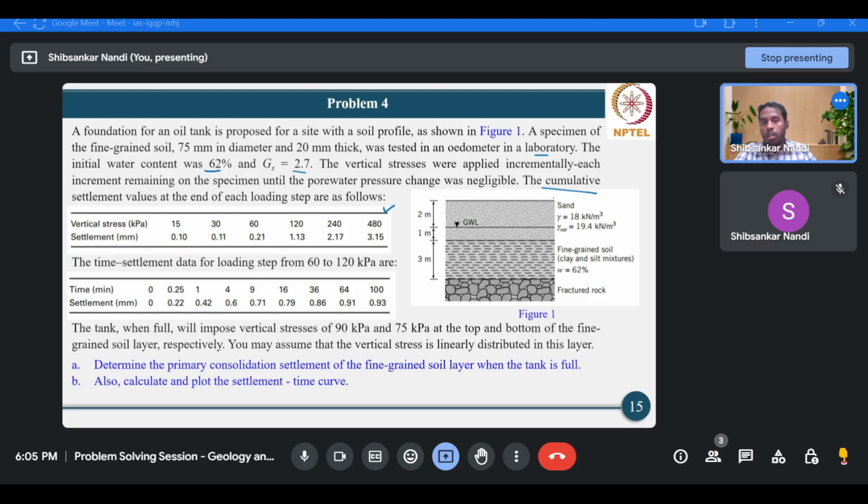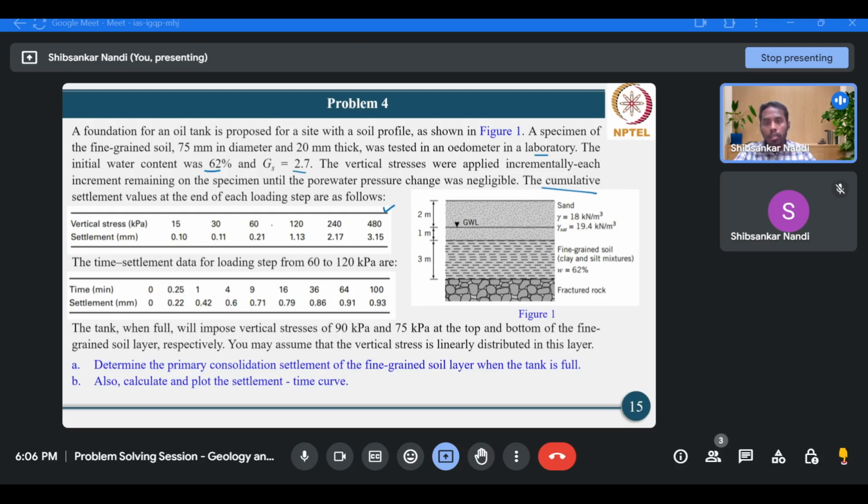Suppose the first loading, or vertical stress, of sigma 1 is applied. For that we have observed a settlement value of s1. Now for the next increment, the stress magnitude is increased to sigma 2. For that we have observed not an individual settlement, but the cumulative settlement of H2. Okay, so in this fashion the data are recorded.